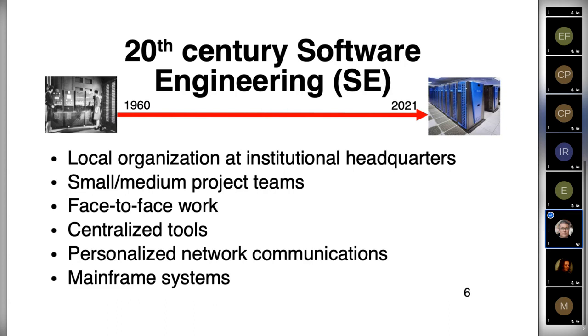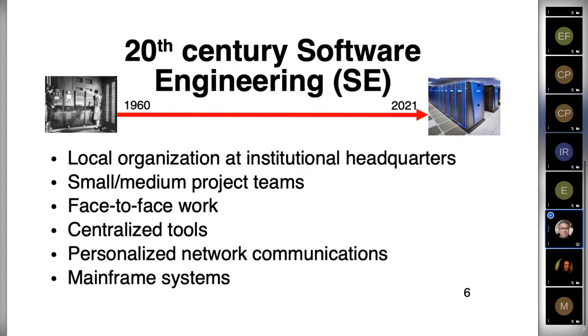First of all, we can talk about the organization of the software development process. There was a local organization, and this local organization was only at the institutional headquarters of the main companies or the main groups that were developing software last century. At the same time, these first characteristics promote the second one: the project teams weren't very big, they were small and medium project teams. As I told you in the quote of Roger Pressman and Bruce Maxim, it was only a few fanatics who were developing software, and only a few people really understood how to build software.